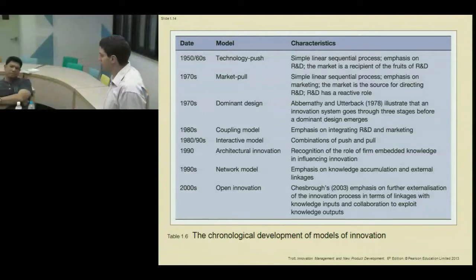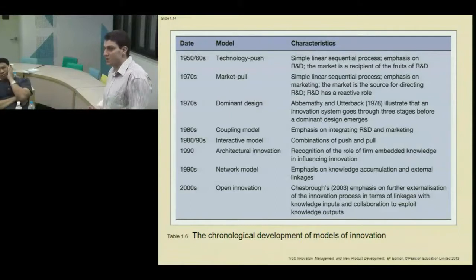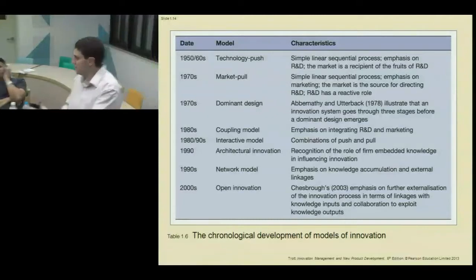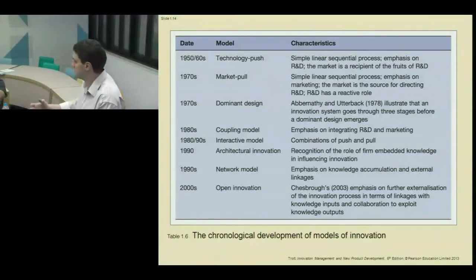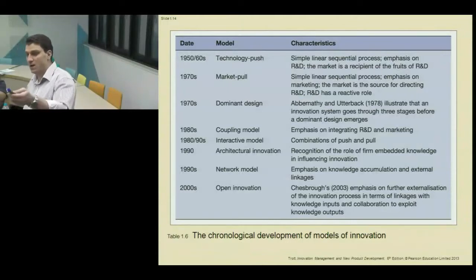Mid-90s, we have organizational innovation. Some companies actually change their business model. Okay, recognition of the role of the firm to embed knowledge in order to influence innovation. For example, combine and integrate different types of insights from customers, from suppliers. You know the 5 forces of Porter. We have competition with suppliers, with customers. So we gain insights from all of them, in order to develop innovation, to create innovation.